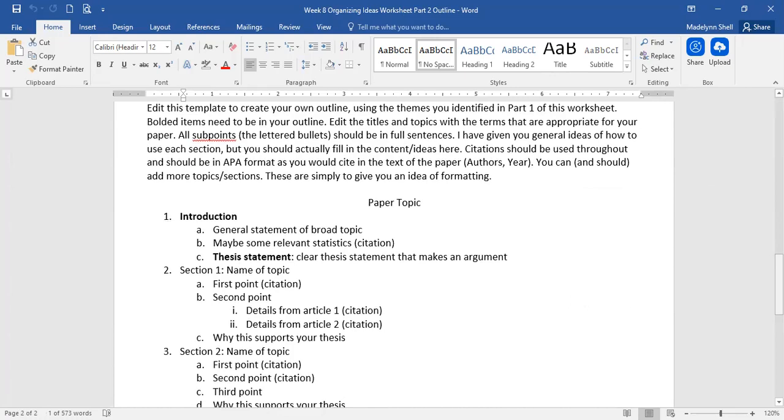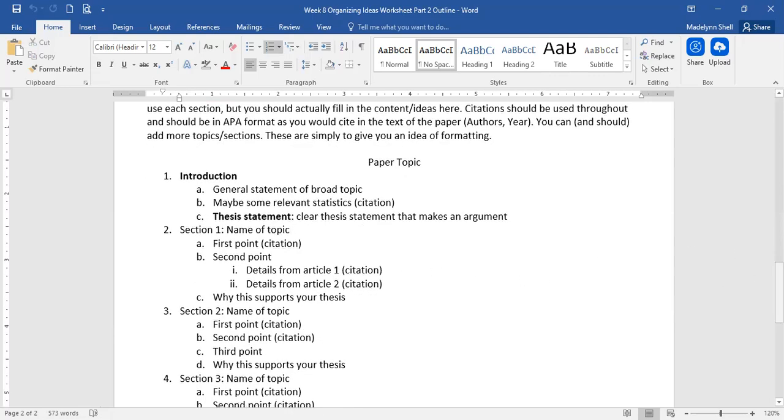So I've given you a template to give you a starting point using the themes in part 1 of this worksheet. The bolded items in this template are required. You should edit the topics and terms with things that are appropriate for your paper, right? So you need to put your paper topic. You need to have your thesis statement. Section 1 should be the name of the actual topic. So don't name it section 1, name it the college transition and well-being, or whatever your section topics are.